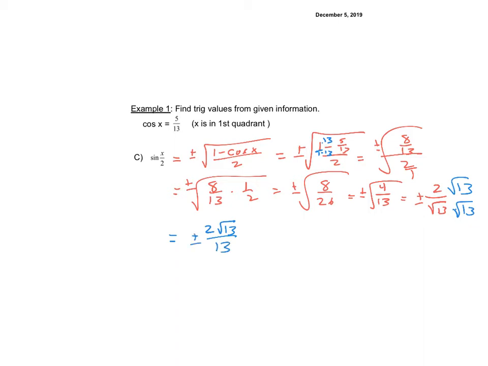And it's plus or minus. Since we're in quadrant 1, the half angle, remember, is going to stay in quadrant 1. So you're going to take the positive value. 2 square root of 13 over 13 is our solution there. You only have to worry about this for half angles.